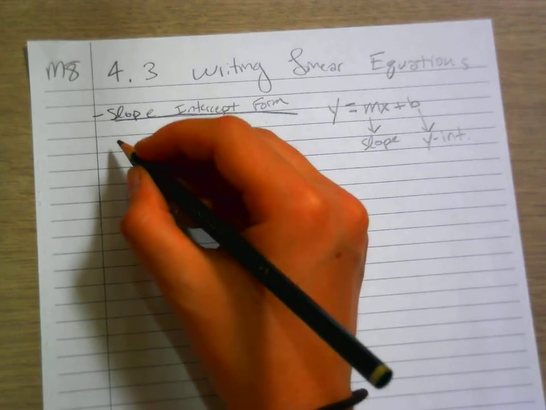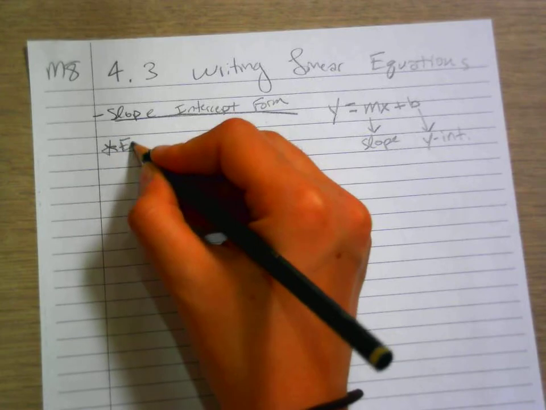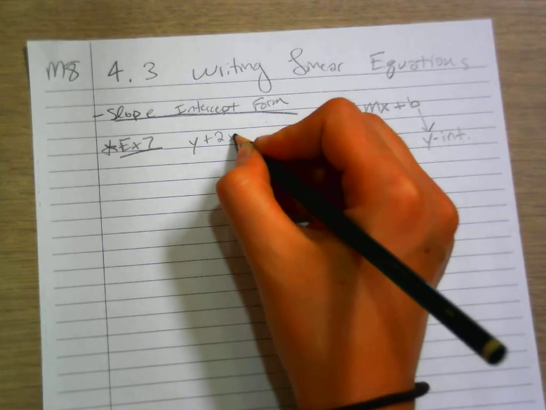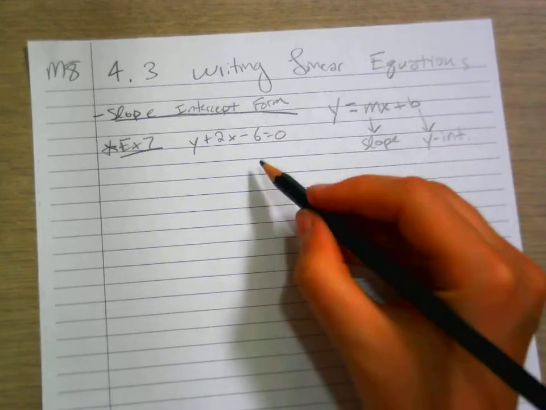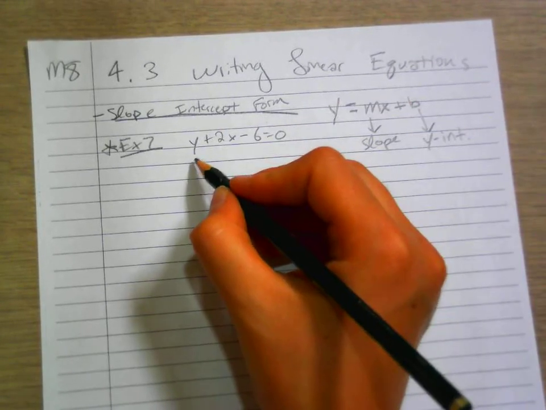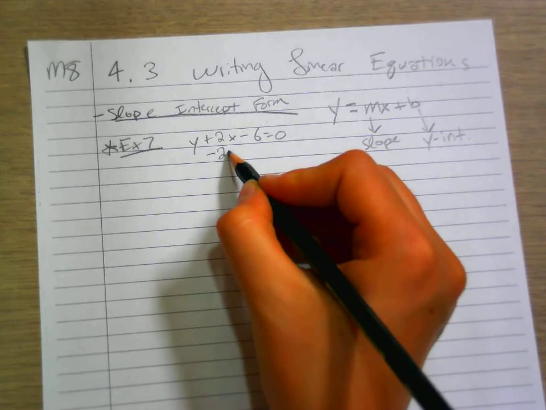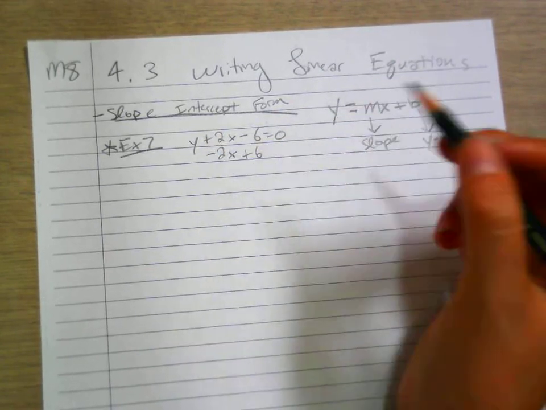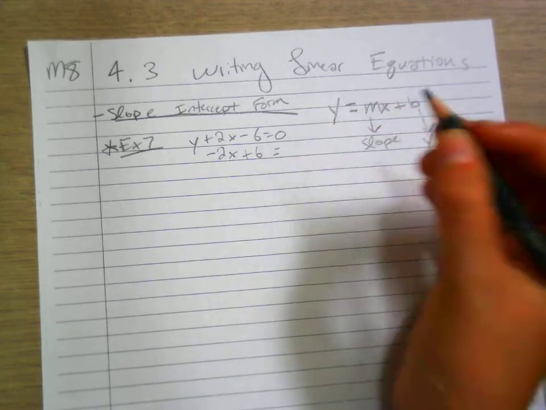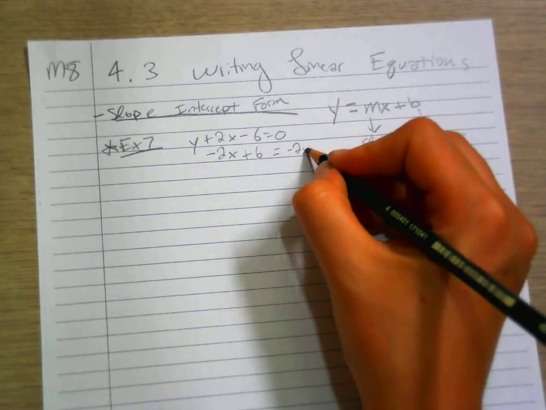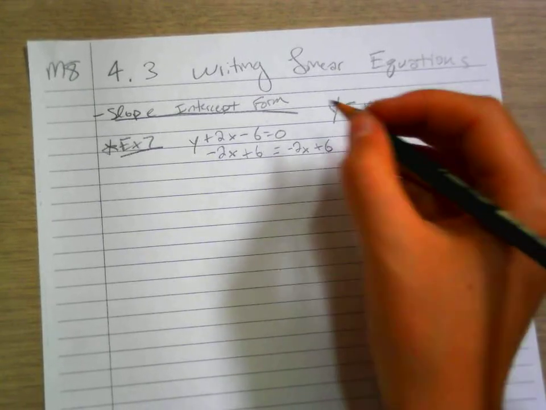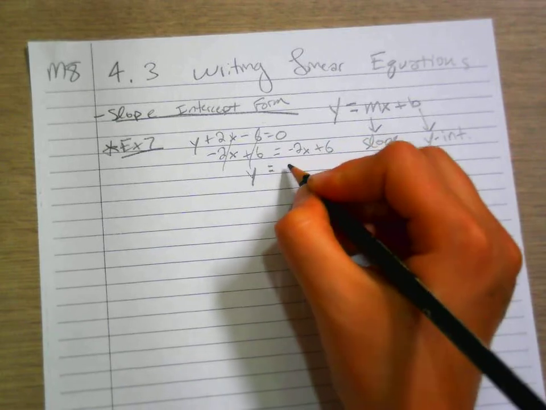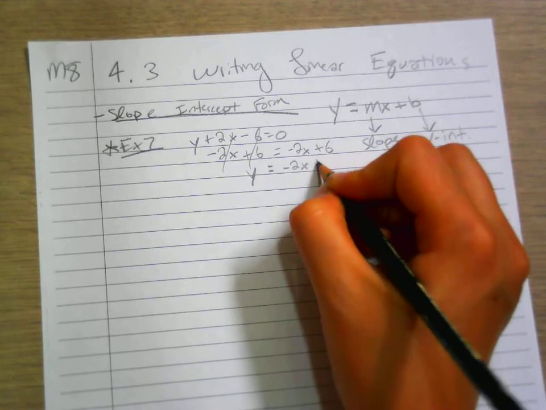So if we're given the equation, like in example 7, that says y plus 2x minus 6 equals 0, we want to put it into this form. So let's subtract 2x from this side and add 6 to this side, because we want y all by itself. So therefore, to the other side, we also have to subtract 2x and add 6. These cancel. That leaves us with y is equal to negative 2x plus 6.